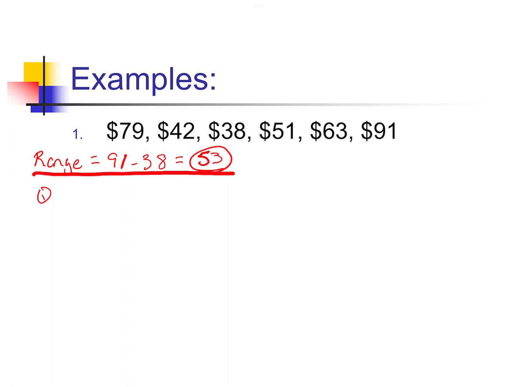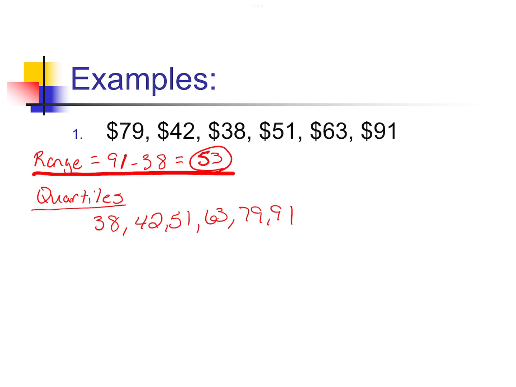Then let's find our quartiles, because we have to have those before we can find the interquartile range. So to find quartiles, again, we have to have our data in order from smallest to largest. So let's do that first. So we have 38, 42, 51, 63, 79, and 91.